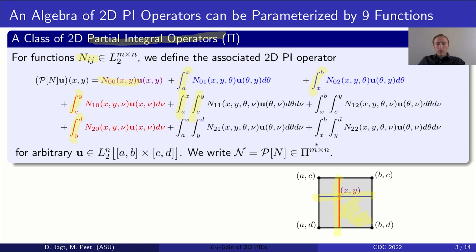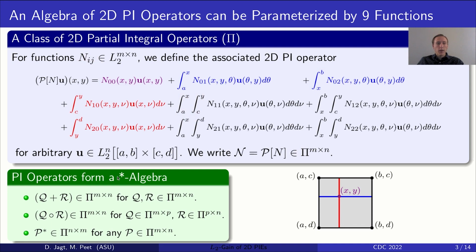Now we will denote the set of PI operators using this letter capital Pi, and we note that crucially, this set of PI operators actually forms a star algebra. That is, the sum of 2 PI operators is a PI operator, the composition of 2 PI operators is a PI operator, and the adjoint of a PI operator is a PI operator, meaning that we can freely perform these operations on PI operators. So then, having defined a class of partial integral operators in 2D, next, we want to compute an equivalent representation of our 2D PDEs in terms of these PI operators.